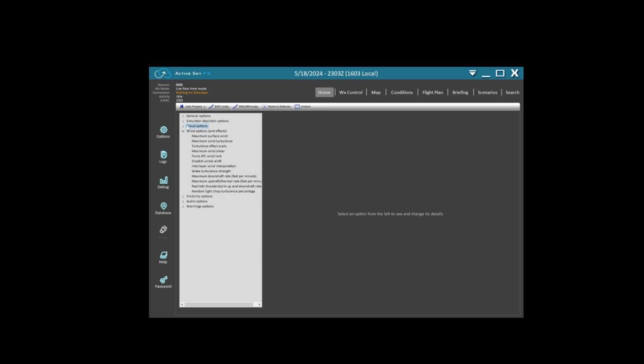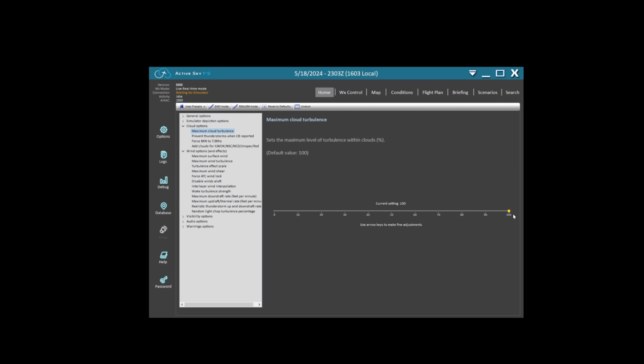So first, let's go into cloud options. I believe this is the first one that I wanted to. Maximum cloud turbulence, you guys can set your turbulence. You guys can see I have that set at 100. I have that maxed out. So the turbulence that you should be expecting to experience while in the cloud should be at your maximum. All right. If you're finding that when you're flying through clouds, it's too much, this is one of those settings that you can bring down.